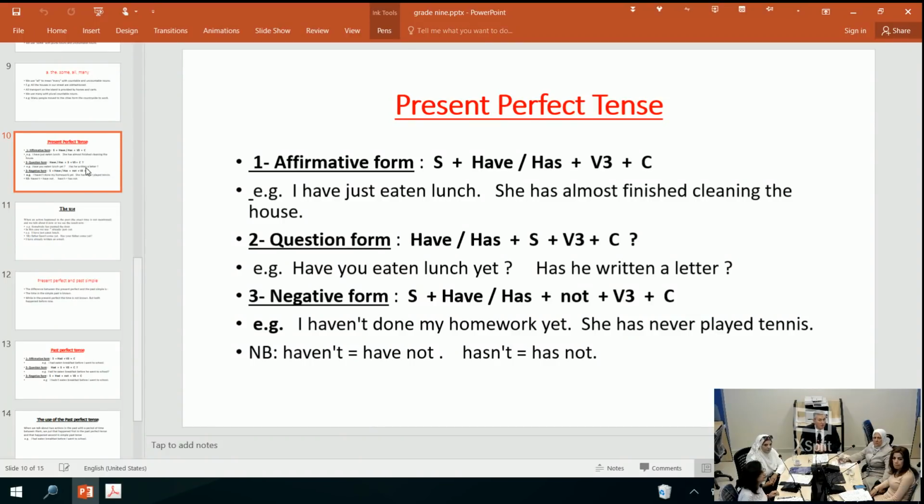Miss Faizi, the question form. Now with the question form, have or has plus subject plus verb 3 and complement, and we won't forget the question mark. Have you eaten lunch yet? Has he written a letter? So usually we use yet in the question with the present perfect. It is okay if you do not use yet, but for the student, it's an indicator.